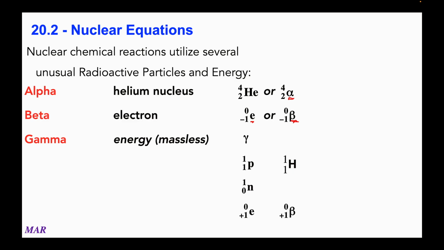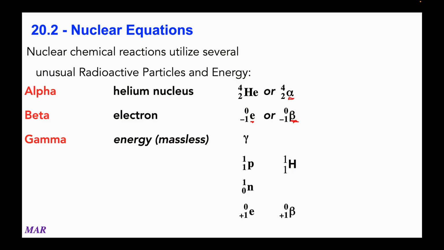But look at the numbering. It has a 0 for a mass number because it has no protons and neutrons. And for its atomic number, it has -1. And that's a little weird, but for right now, just take it as a leap of faith. There's a reason for it. Kind of crazy. So electrons, 0 minus 1 E, or 0 minus 1 beta.